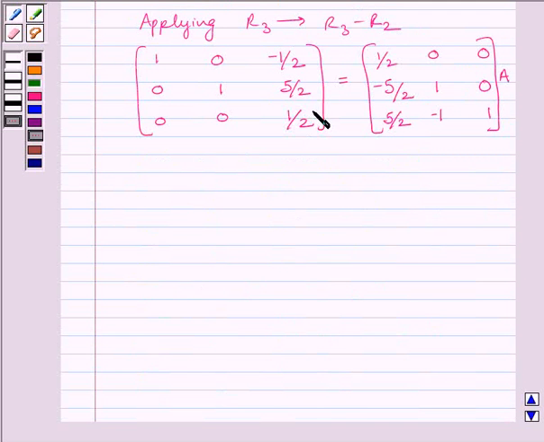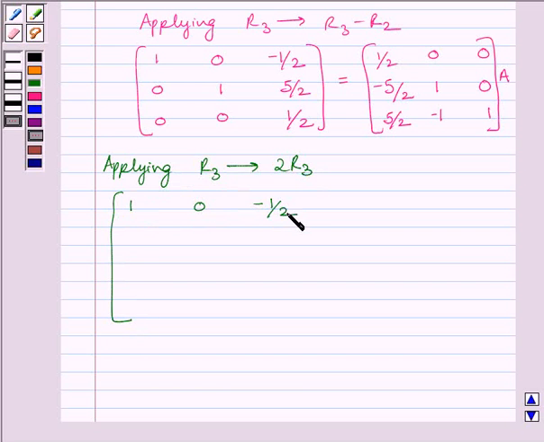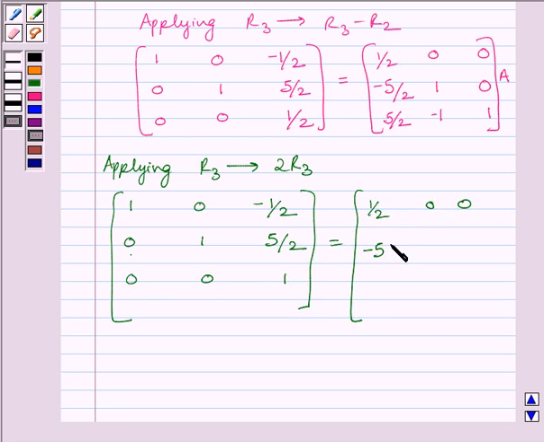Now, to make this diagonal element equal to 1, we will apply on R3 row operation 2R3. So, applying on R3 row operation 2R3, we get matrix [1, 0, -1/2; 0, 1, 5/2; 0, 0, 1] is equal to matrix [1/2, 0, 0; -5/2, 1, 0; 5, -2, 2] multiplied by A.